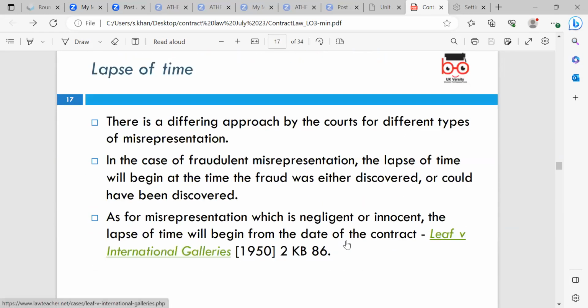Lapse of time. There's a differing approach by the courts for different types of misrepresentation. In the case of fraudulent misrepresentation, the lapse of time will begin at the time the fraud was either discovered or could have been discovered.